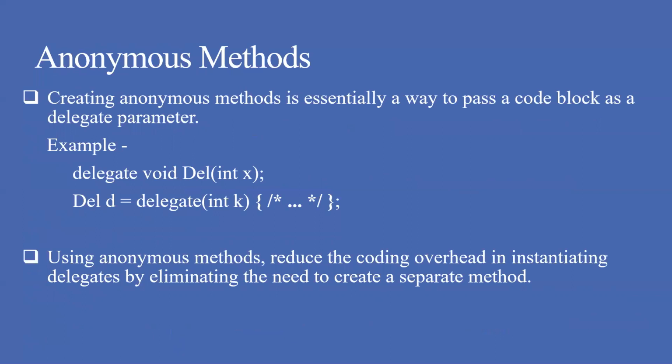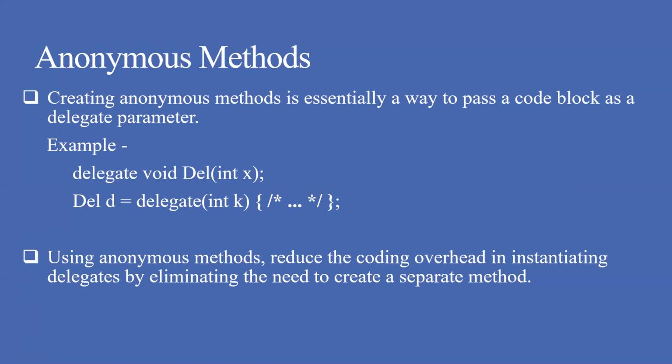Next comes the concept of anonymous methods. Why is there a need for anonymous methods? Anonymous methods provide us the flexibility of passing an entire code block as a delegate parameter. You can see here in the example that we have a delegate named del taking an input parameter, and we are calling an anonymous method by passing the complete code block of the delegate inside it. This is a very simple example of an anonymous method.